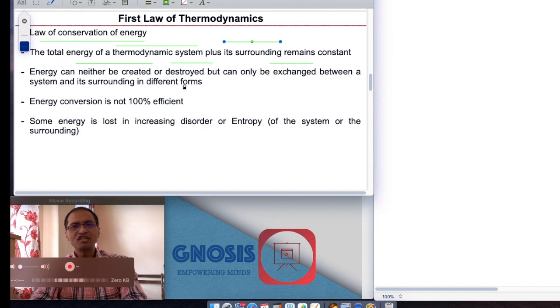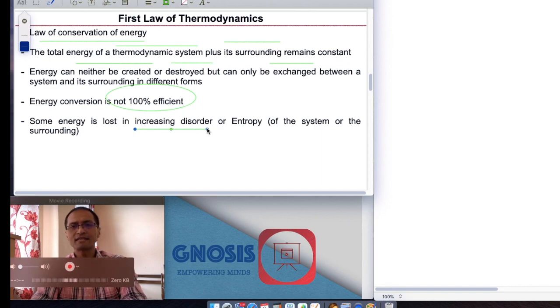And as this energy gets transformed, the important thing to remember here is that as energy is transformed from one form to another, this energy conversion is not 100% efficient. And as a consequence, because it is inefficient, some of the energy is lost as heat or is lost in increasing the disorder or the entropy of the surroundings.